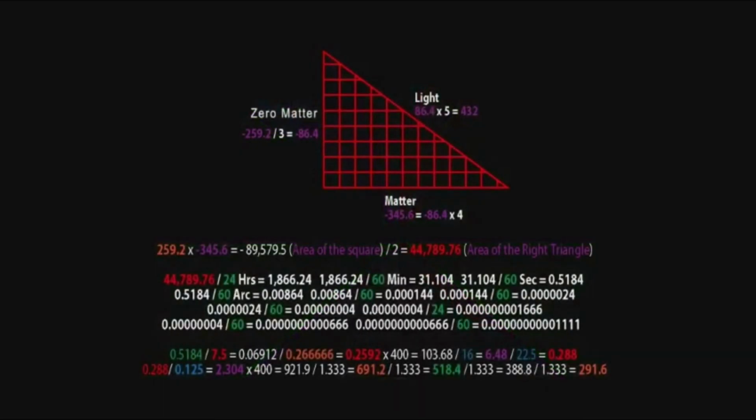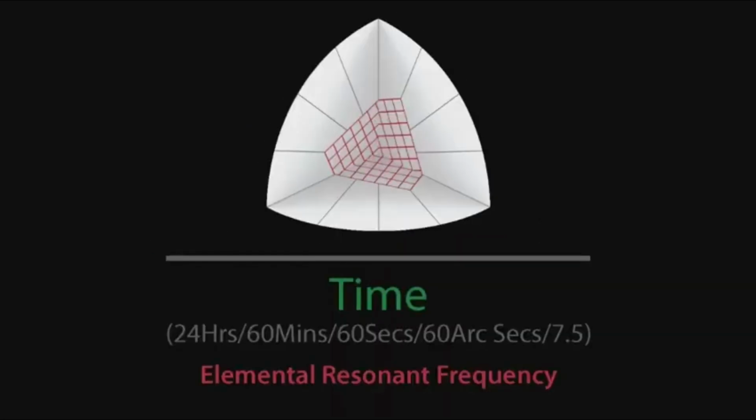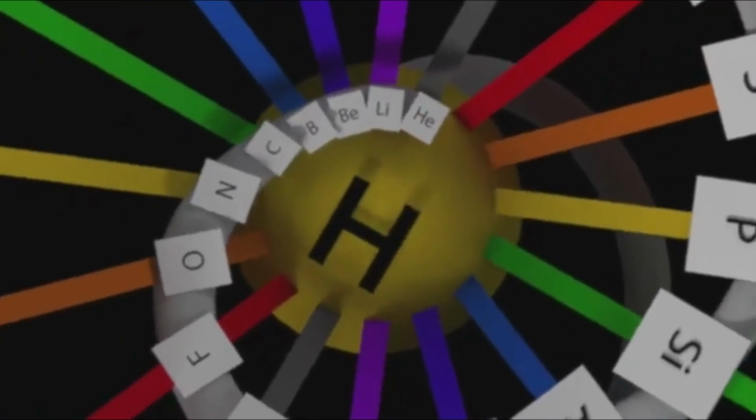This 3-4-5 triangle displays the ratios of 0 matter to light and light to matter. From the area of the triangle defined by this right triangle with the ratios of 3 to 4 to 5, we are able to calculate the resonant frequency of the element. This is done by dividing the ATV by time. The area time volume, or ATV, is the product of the ratios between the 3-4-5 triangle.